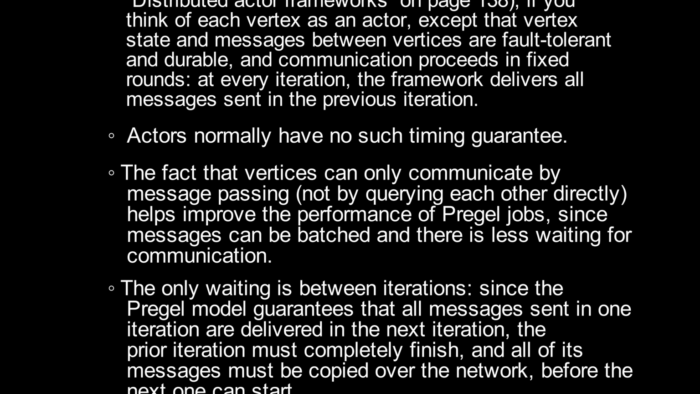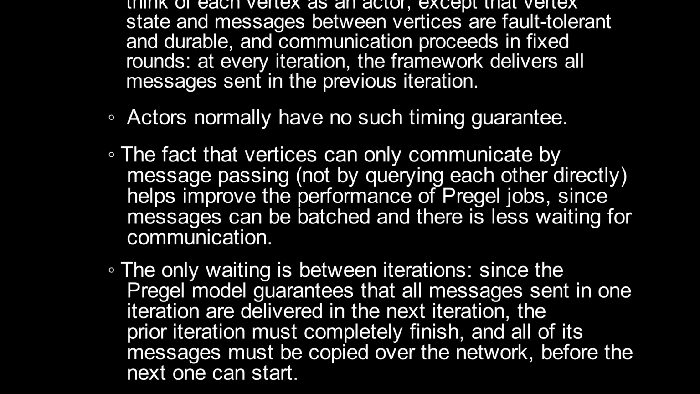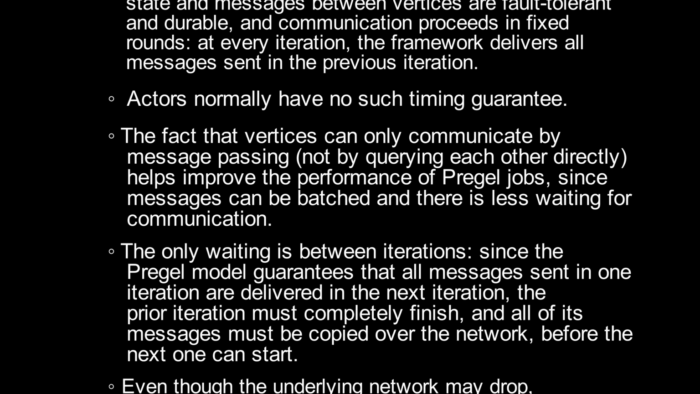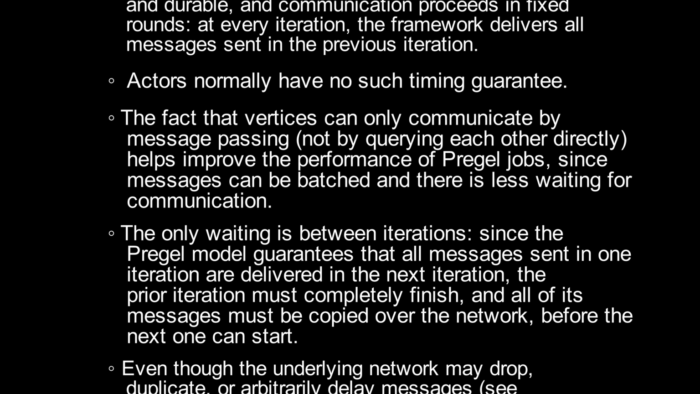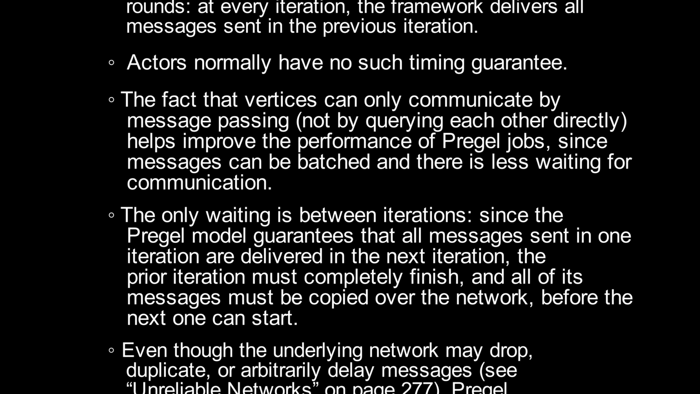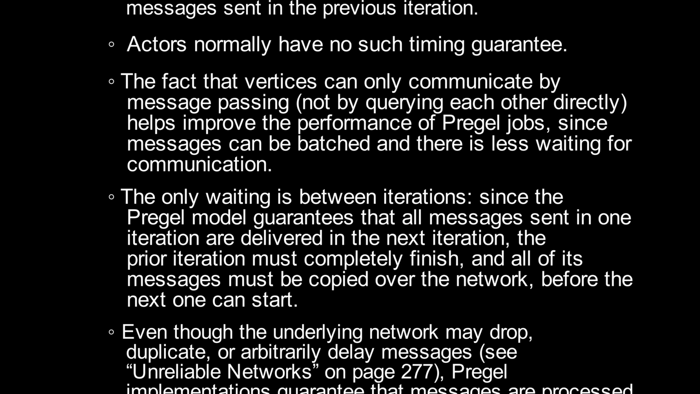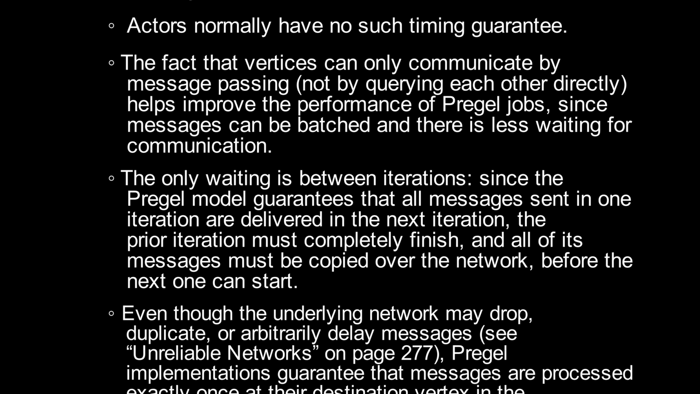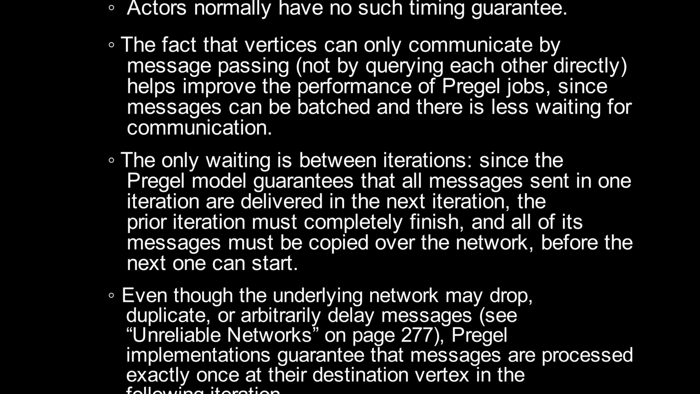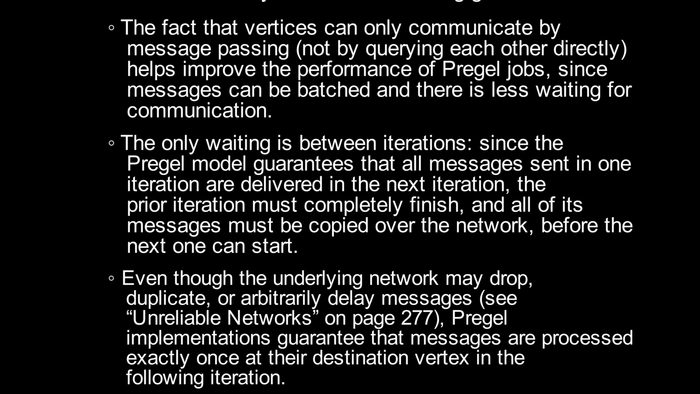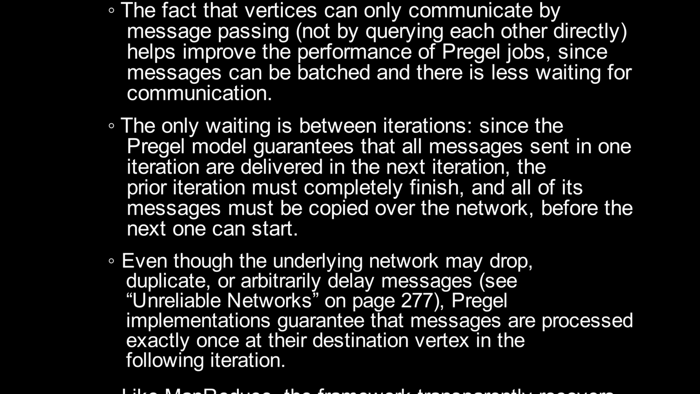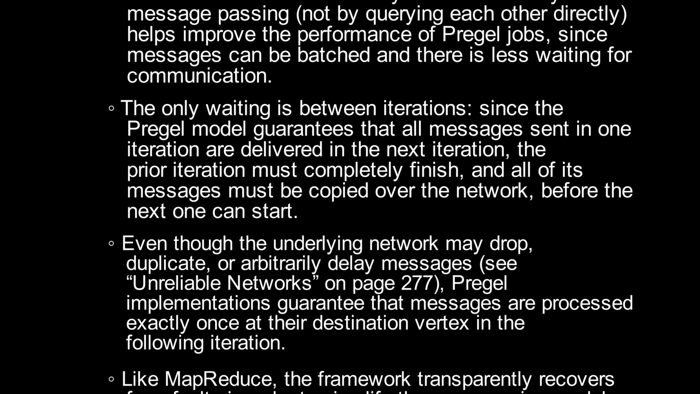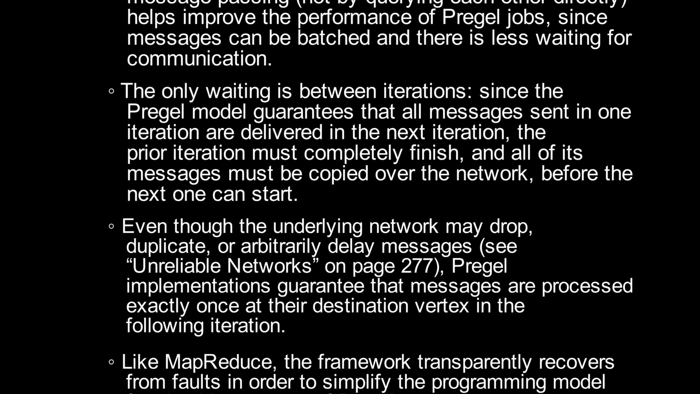The only waiting is between iterations, since the Pregel model guarantees that all messages sent in one iteration are delivered in the next iteration. The prior iteration must completely finish, and all of its messages must be copied over the network before the next one can start. Even though the underlying network may drop, duplicate, or arbitrarily delay messages, see Unreliable Networks on page 277.